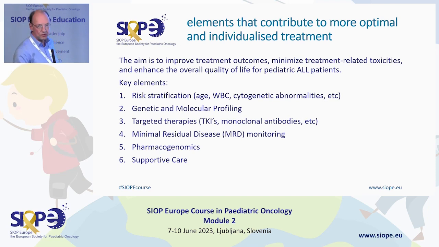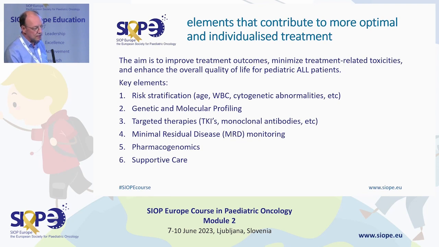So there are elements that contribute to more optimal and individualized treatment that have been developed over time. That is, of course, risk stratification by clinical factors like age, white blood cell count, and cytogenetic abnormalities. In time, we also got genetic and molecular profiling. We heard about that more in the first talk by Peter. And that led to targeted therapies that also gave more optimized treatment.